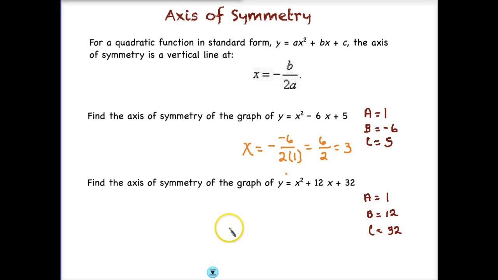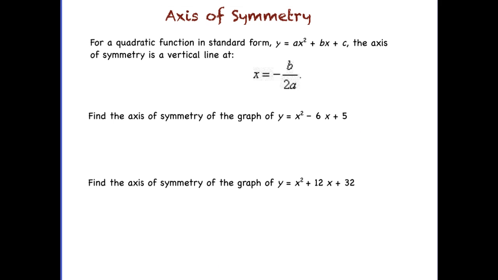Using our equation for the axis of symmetry line, we have x equals negative, and our b value is 12, over 2 times a, and our a value is 1 once again. So let's simplify. We'll keep the negative since that's our only negative. 2 times 1 is just 2, so 12 divided by 2 is 6. So the equation for the axis of symmetry is x equals negative 6. All right, let's take it to the next step.